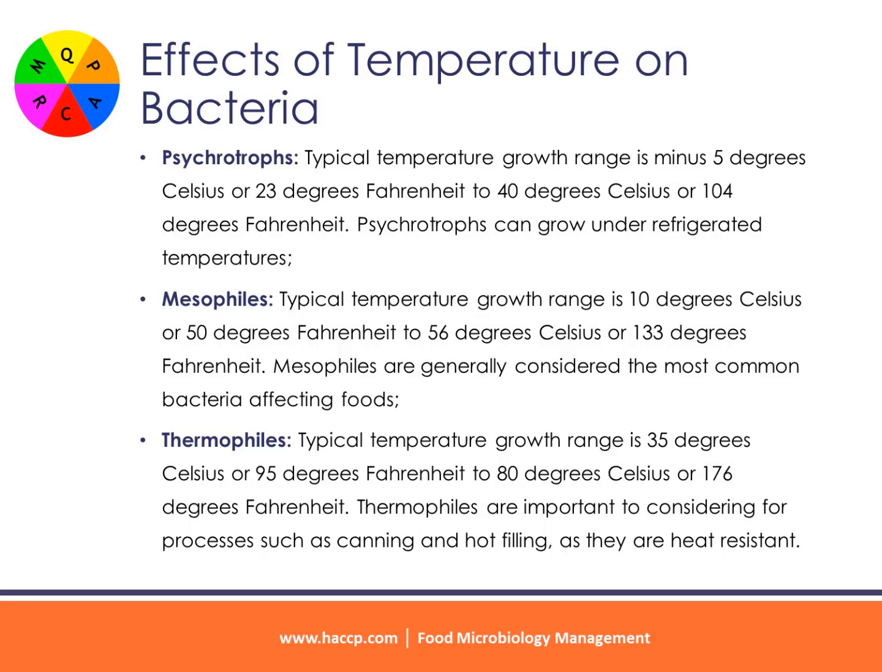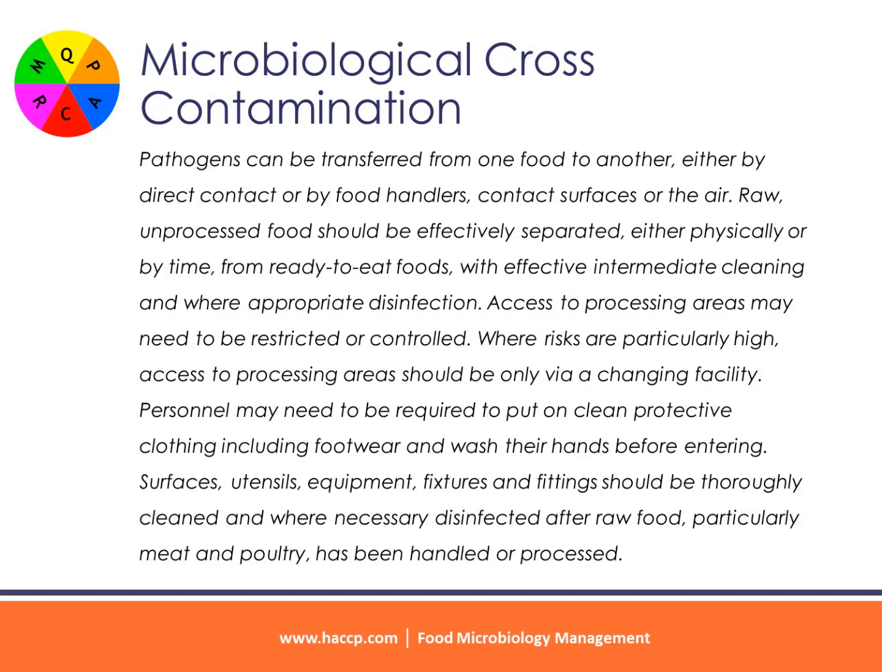Mesophiles' typical temperature growth range is 10 degrees Celsius or 50 degrees Fahrenheit to 56 degrees Celsius or 133 degrees Fahrenheit. Mesophiles are generally considered the most common bacteria affecting foods. Thermophiles' typical temperature growth range is 35 degrees Celsius or 95 degrees Fahrenheit to 80 degrees Celsius or 176 degrees Fahrenheit. Thermophiles are important to consider for processes such as canning and hot filling, as they are heat resistant.